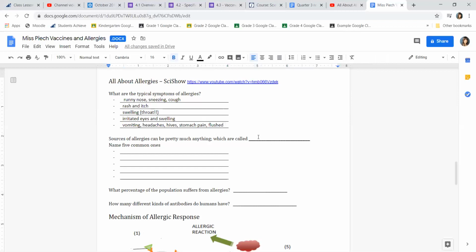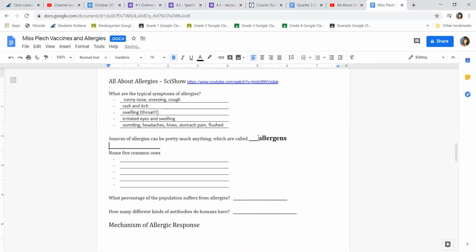Now, sources of allergies can be pretty much anything, and they are called allergens. So think again, things like peanuts, dust, pollen, or pet fur and dander. There are a lot of different things that can cause allergic reactions.